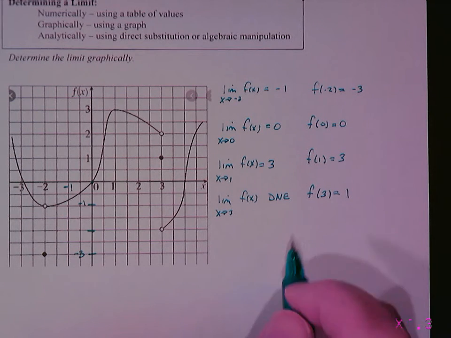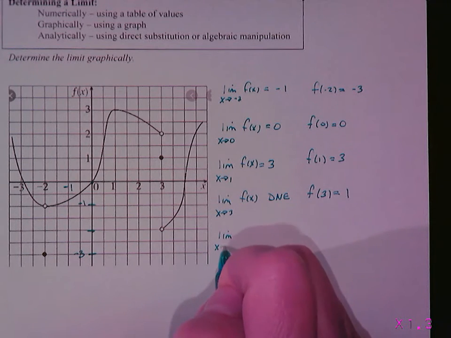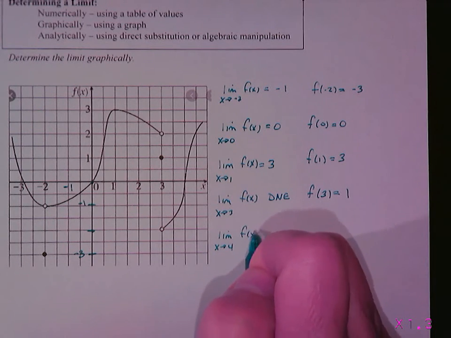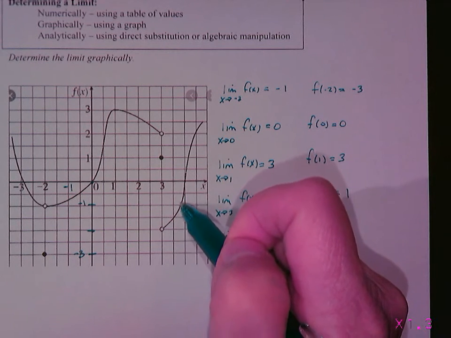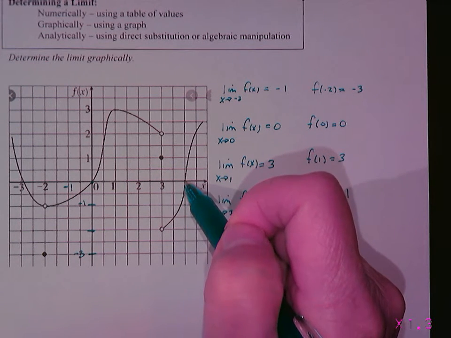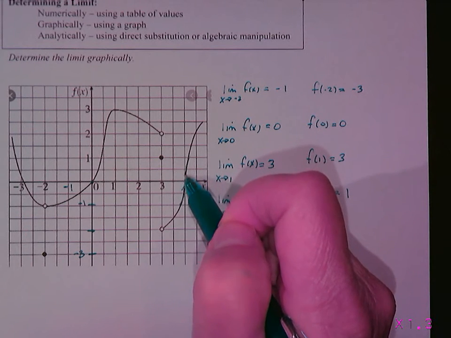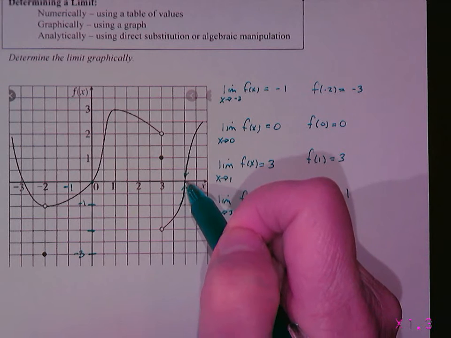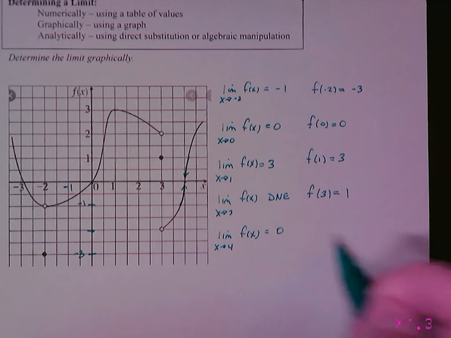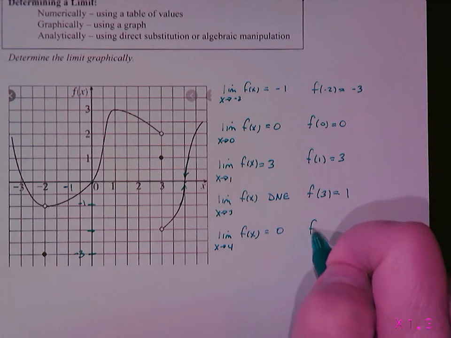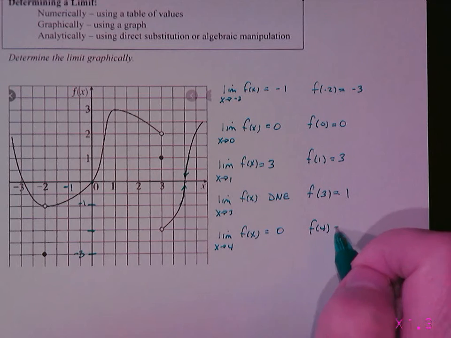The last one I want to look at here is when x approaches 4. So the limit as x approaches 4 of this function. So if this is 3, this is 4 here. I'm getting close to 4 from this direction, and I'm getting close to 4 from this direction. The y value I'm getting close to is 0. So the limit is going to equal 0. And if I want to find the function value when x is 4, it's going to equal 0.